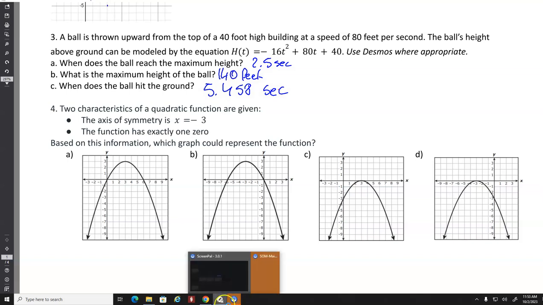All right. Next question, 4. Two characteristics of the quadratic function are given. The axis of symmetry is x equals -3, and the function has exactly 1 zero. So I can already eliminate answer A and B. Why? Because they have 2 zeros. Zeros means x-intercept.